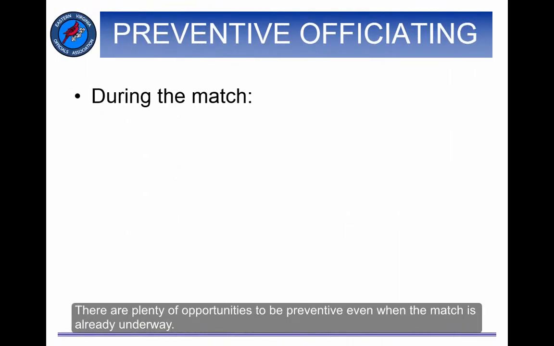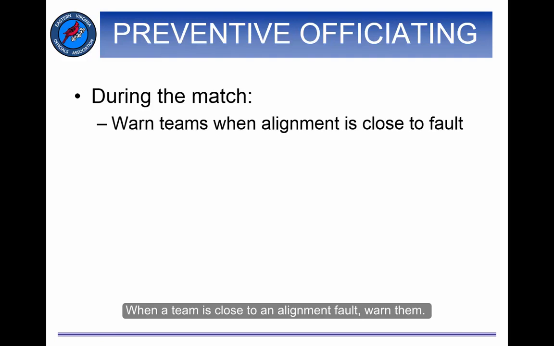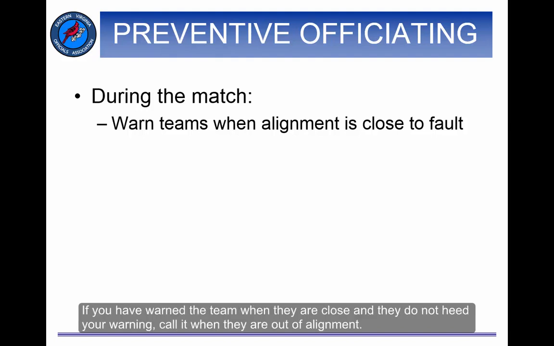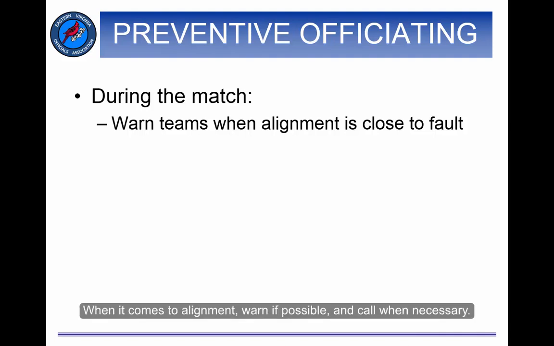There are plenty of opportunities to be preventive even when the match is already underway. When a team is close to an alignment fault, warn them. Warn them early in the match when you see a problem. But remember that an illegal alignment fault is still an offense that needs to be called. If the team is obviously out of alignment, call it. A warning is not always necessary. If you have warned the team when they are close and they do not heed your warning, call it when they are out of alignment. When it comes to alignment, warn if possible and call when necessary.